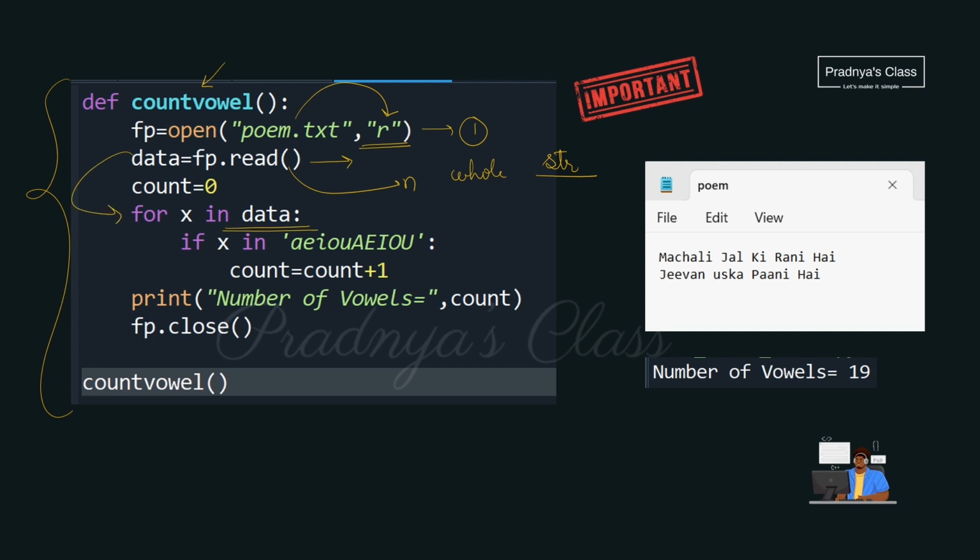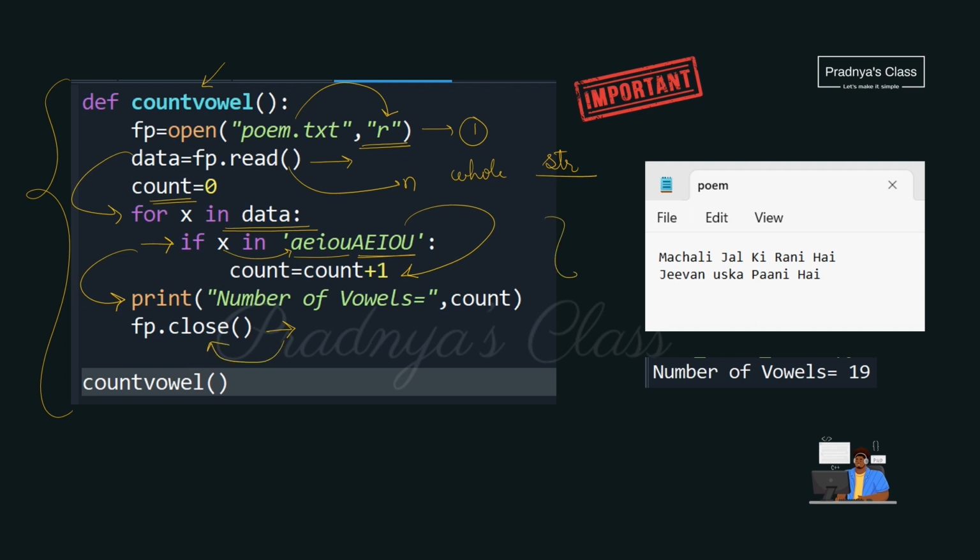Now we have to count the vowels. For that, we need to write the condition: if x in 'AEIOU'. Here we mention lowercase as well as uppercase vowels. Using this variable count, we are counting the number of vowels. If we get a vowel, it will get incremented by 1. Finally, we are printing the number of vowels. In case of file handling, the last step is always closing the connection using the close function.